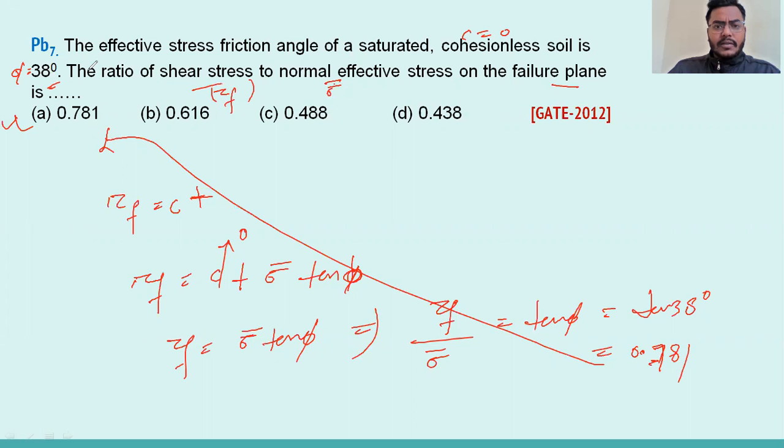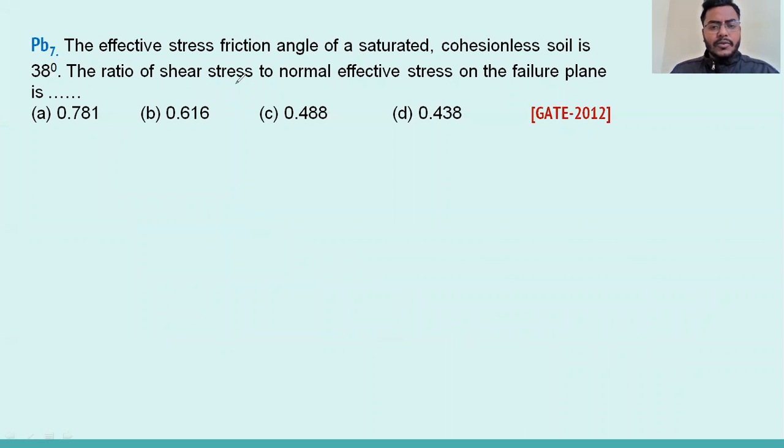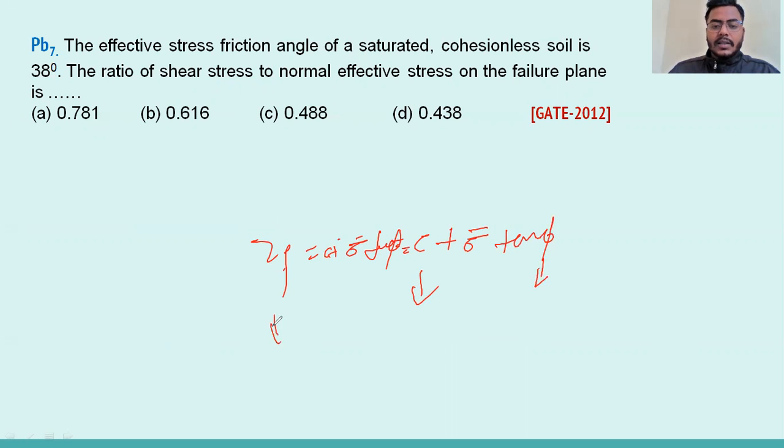So this is a very easy question. But for this question, you have to remember the relation. This relation: C, that is the cohesion of a soil, plus normal effective stress into tan phi. Phi is the angle of internal friction. This is the shear strength at failure. Shear stress or strength we can write. Okay, let's go for the next question.